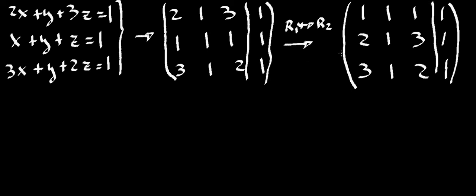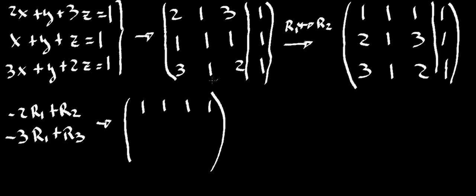Okay, now the next step, we're going to make this 2 into a 0 and this 3 into a 0, and obviously all the values in those two rows are going to change. To get those zeros, we're going to do minus 2 times row 1 plus row 2, and minus 3 times row 1 plus row 3.